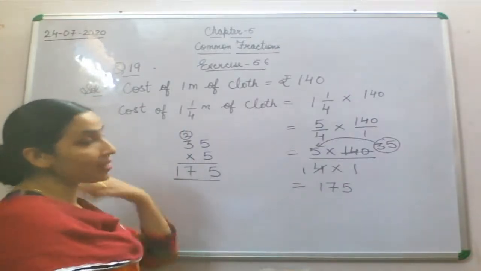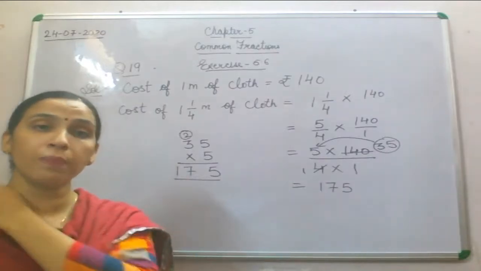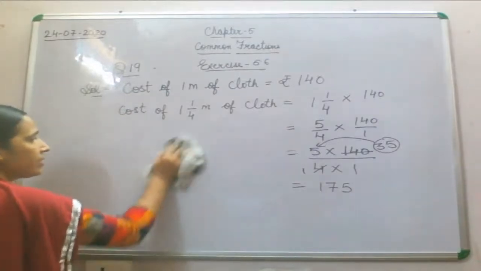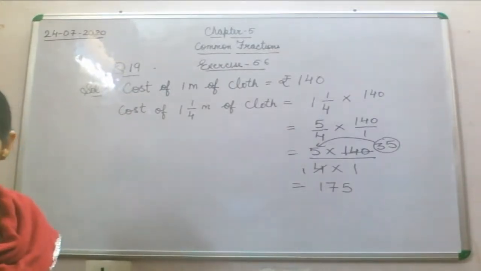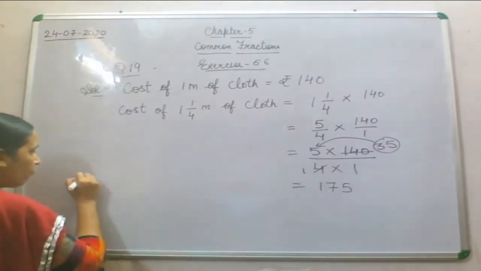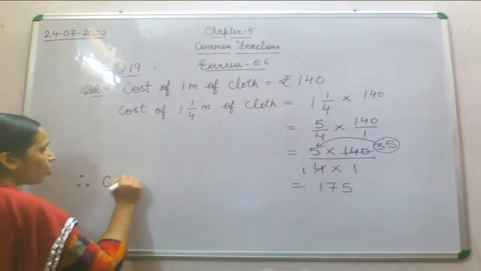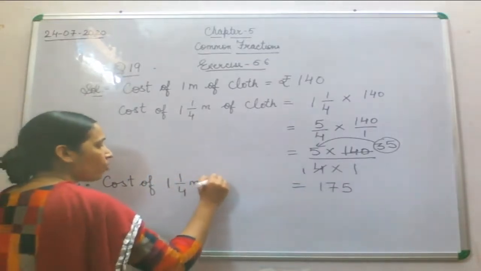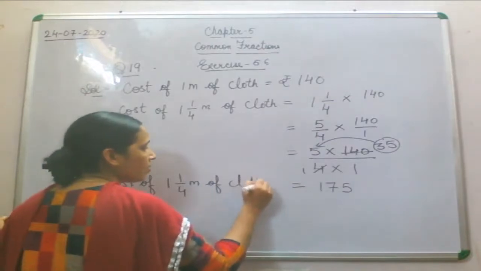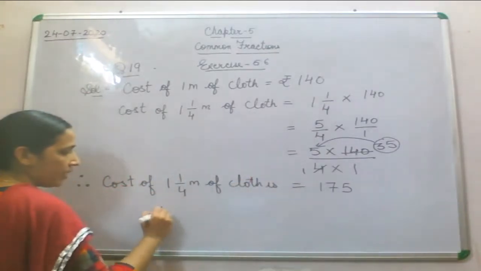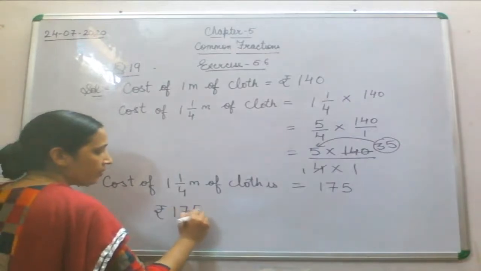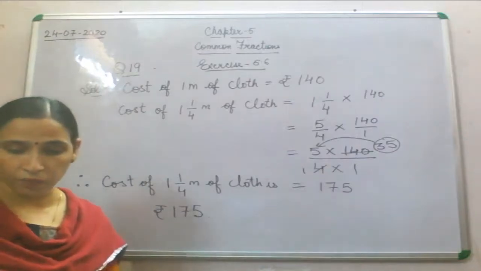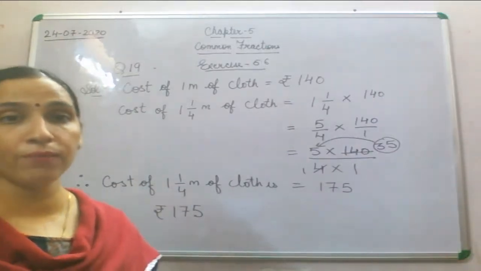Now what will be the cost of 1 by 4 meter of cloth? That we have found out. So what we will write? We will write the answer here now. Therefore, cost of 1 by 4 meter of cloth is rupees 175. Rupees 175. I'll read out the question once again for you all.